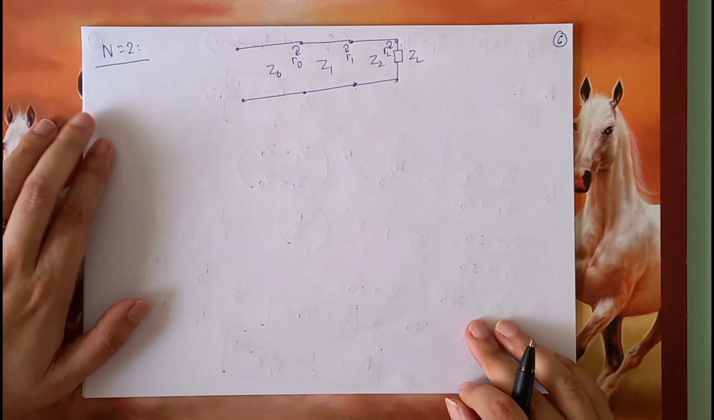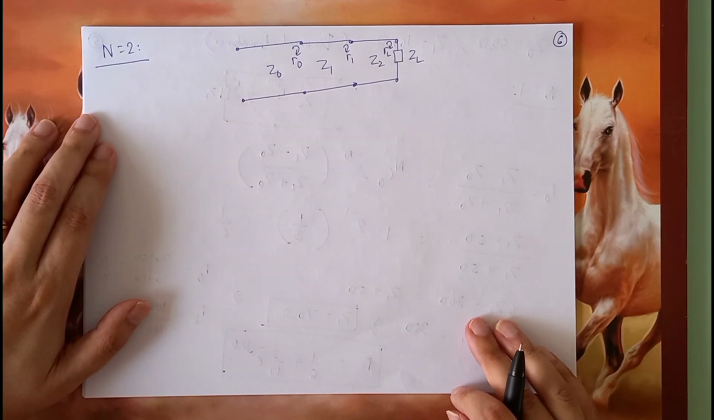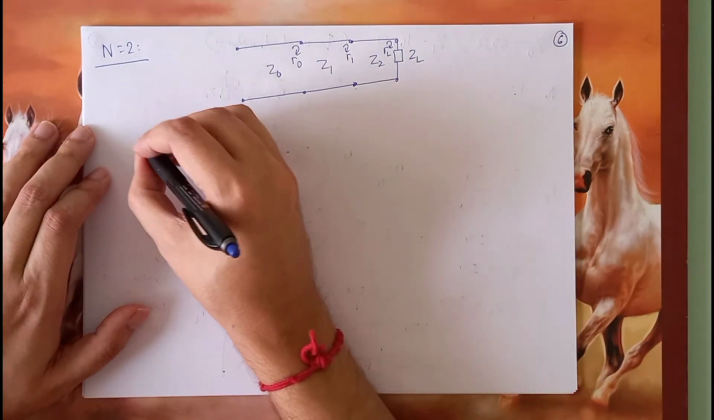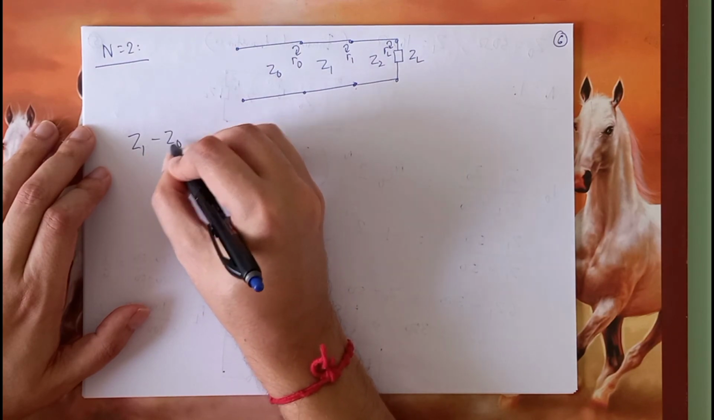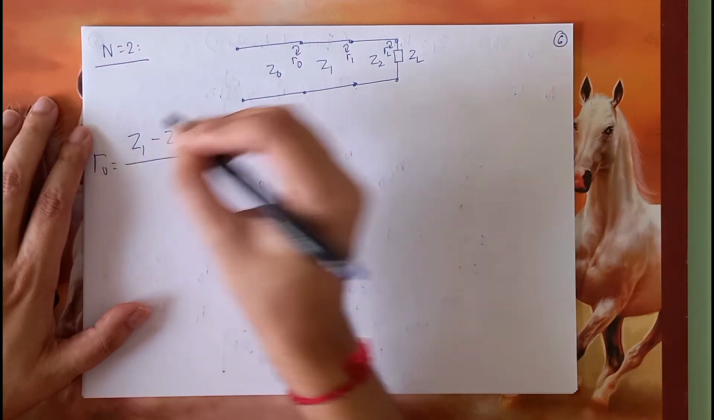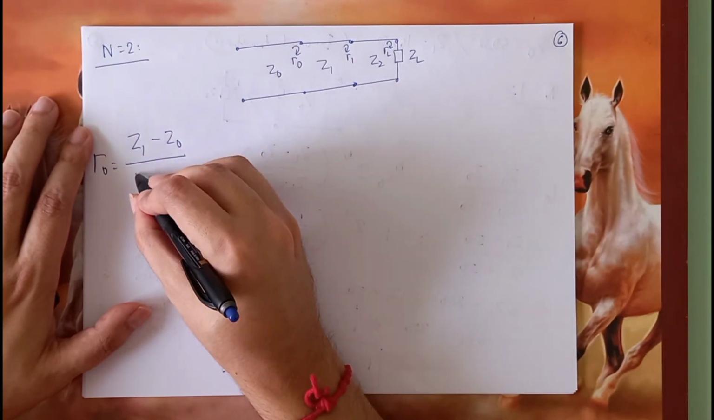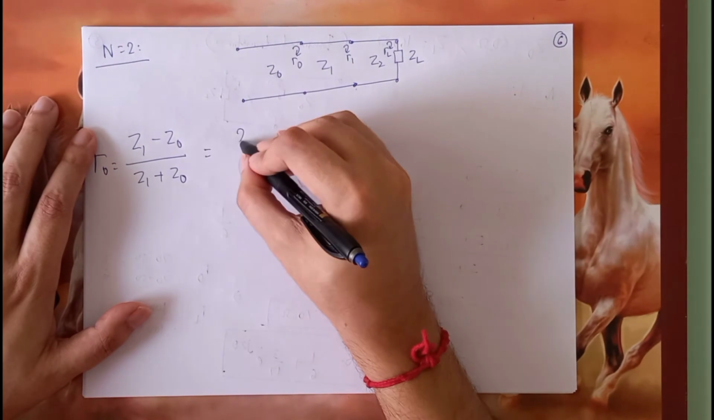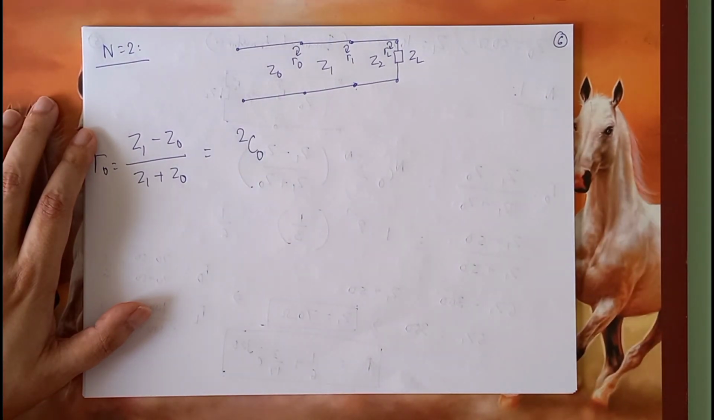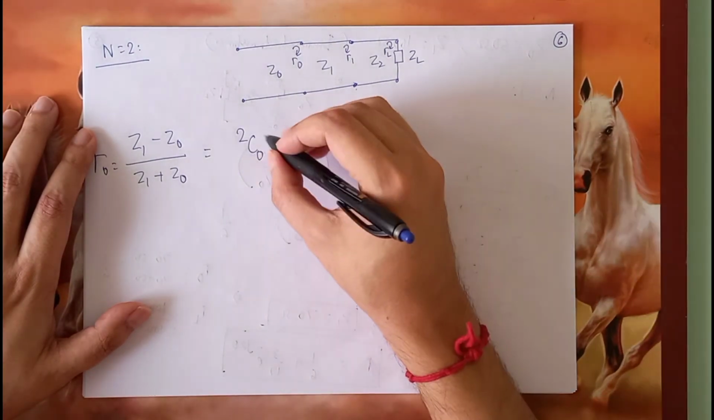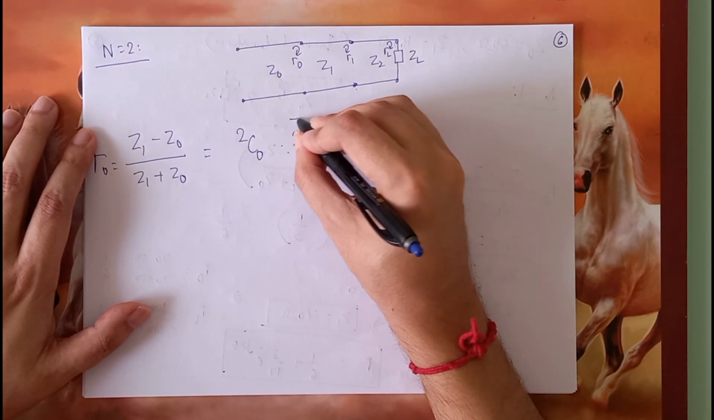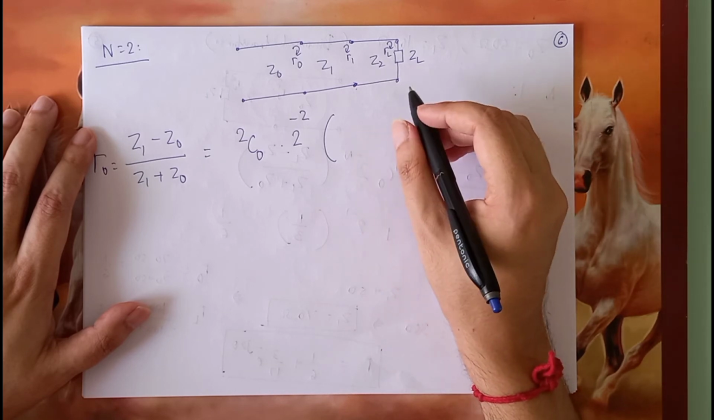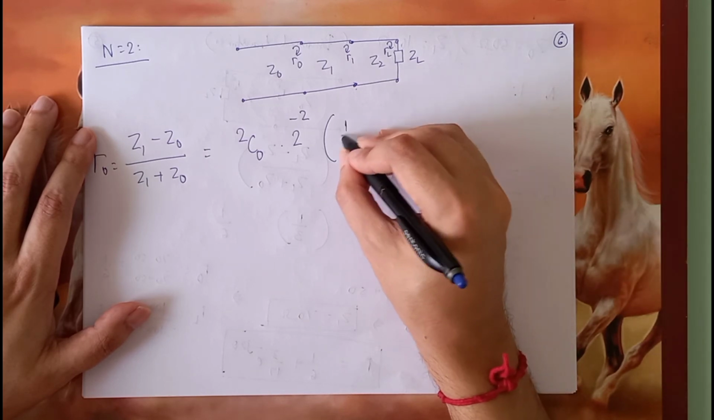In that case, let's go back to our impedance calculation equation. So let's first calculate Z1. That will be Z1 minus Z0, this is for gamma 0, divided by Z1 plus Z0, which will be equal to 2C0 times 2 raised to minus 2 times ZL minus Z0 divided by ZL plus Z0, which is 1 by 3. That will not change.